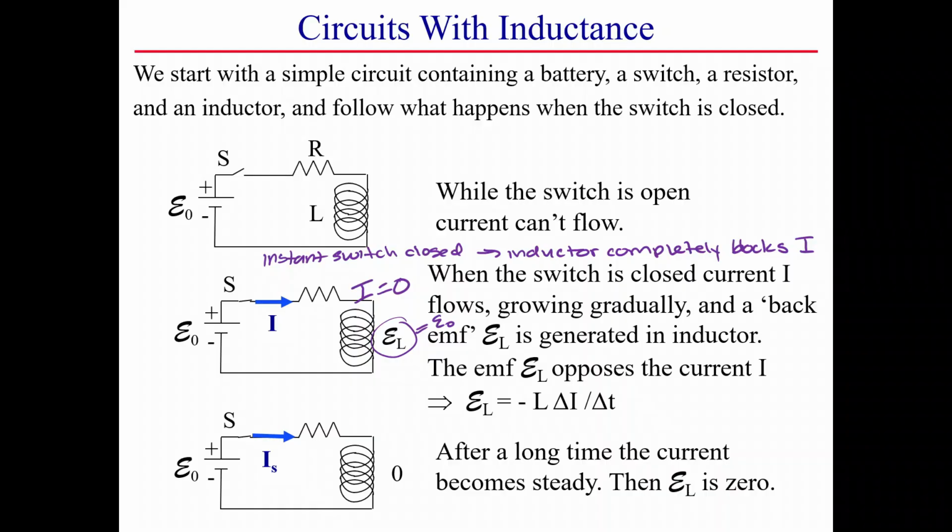However, over time, the rate of change of the current is going to flatten out and steady out. My induced EMF, my back EMF, becomes 0 and my induced current becomes 0 and my current reaches steady state. So as t approaches infinity, my inductor just acts like a wire.